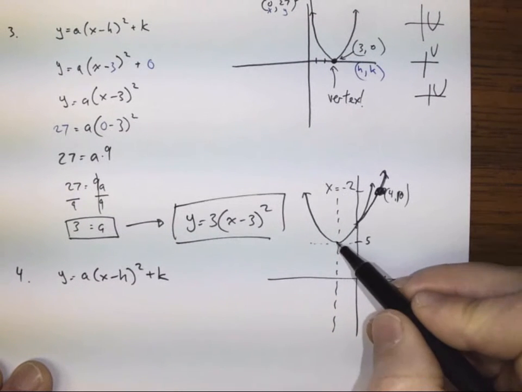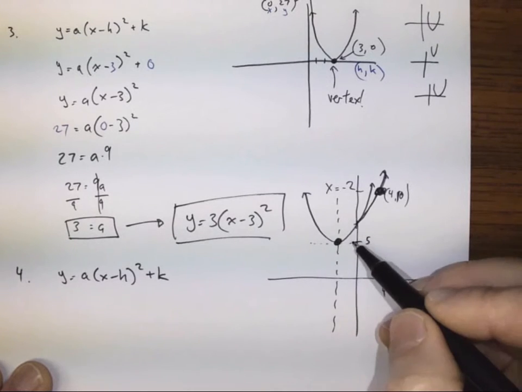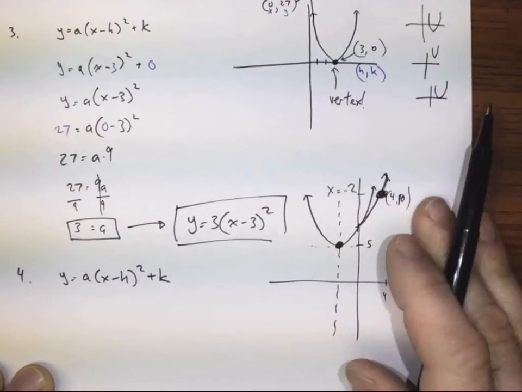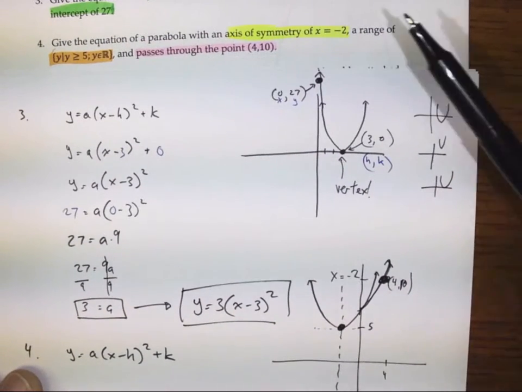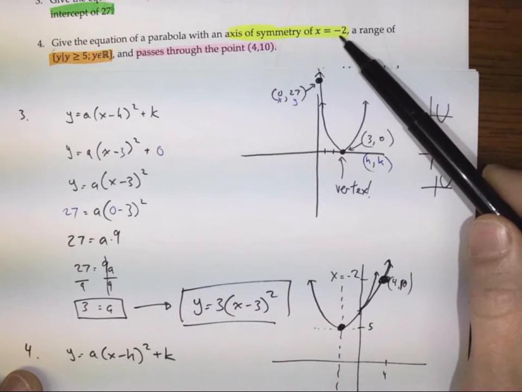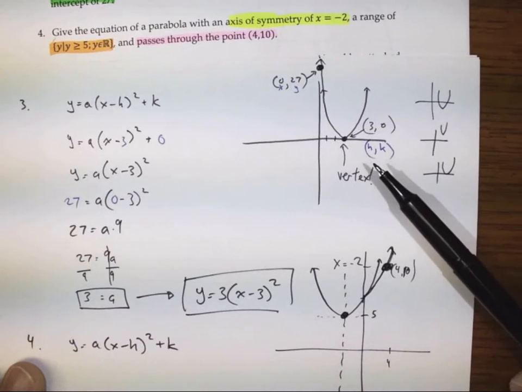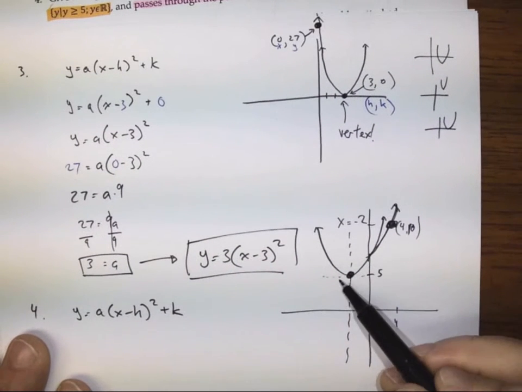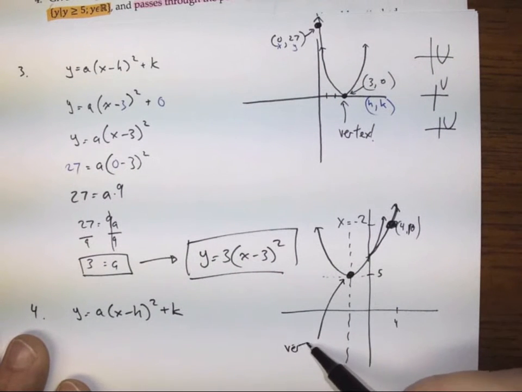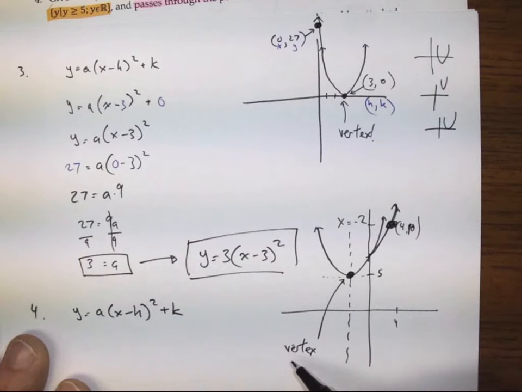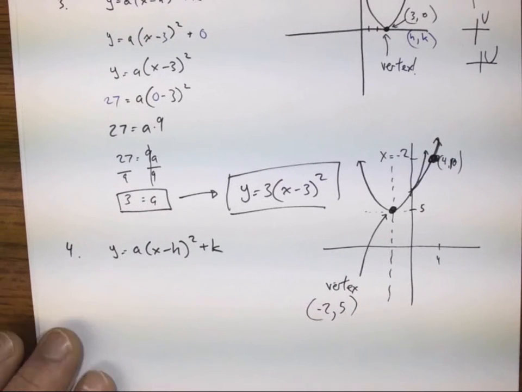Well, look again. That vertex is sort of embedded in this question. We know the axis of symmetry is at x equals -2, so that means it passes through the vertex, right? And the range tells us something about the vertex as well. So our vertex is actually given. So our vertex is (-2, 5). Okay, so we're going to punch those guys into our equation.